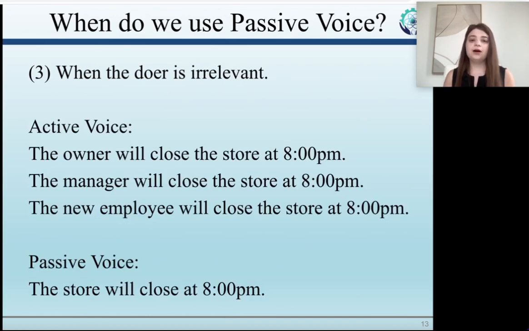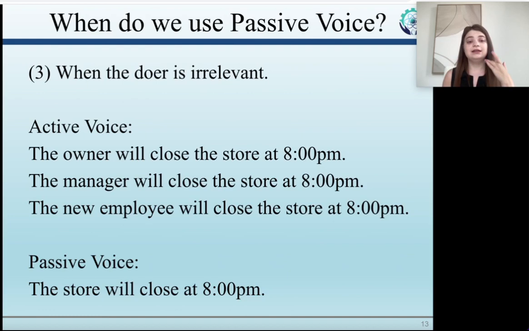Okay. The other one is if the doer is irrelevant, right? So we could use active voice and say that the owner will close the store at 8 o'clock, or maybe it's the manager that will close the store at 8 o'clock, or the new employee will close the store at 8 o'clock. However, let's assume that we are a consumer and let's say it's 7:30 right now, which actually it is for me. But anyway, let's say it's 7:30 right now and I want to know if I have enough time to get to the store before it closes, right? So it's kind of irrelevant to me who the doer is. I don't really care who's closing the store.